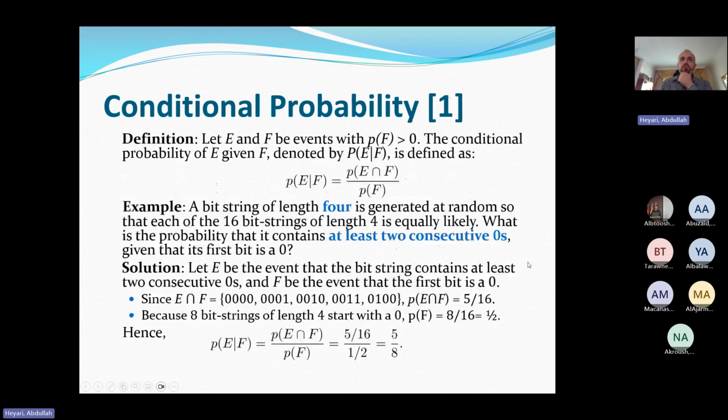Let's go back to this example. I know some of you were already traumatized from bit strings and counting them, but this is a small example of a 4-bit string generated at random, so that each of the 16 bit strings, a bit string of 4 digits, of 4 bits, so this is of length 4. What's the probability that it contains at least 2 consecutive zeros, given that its first bit is a 0?